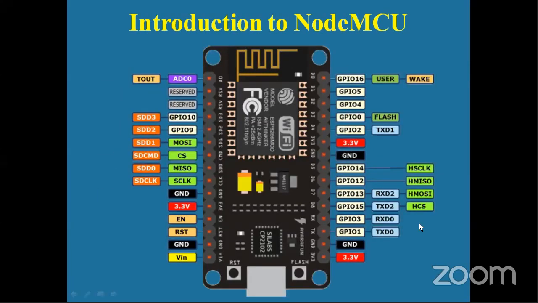If you are able to see my screen here, this is the pin diagram of a NodeMCU. Wherever you see GPIO, there is a GPIO pin: 1, 2, 3, 4, 5, 6, 7, 8, 9, 10, 11, 12, 13. So 13 altogether. You have 13 GPIO pins, so you can connect 13 sensors or 13 actuators to your NodeMCU. Absolutely no problem.